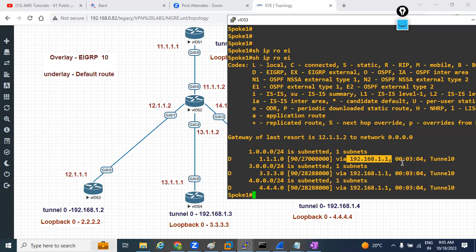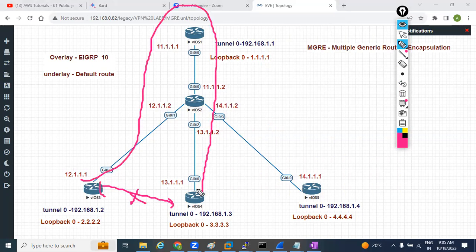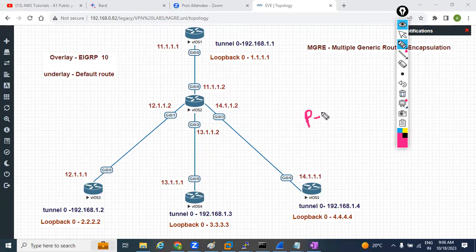All done. Okay. So this is the concept where, if your corporate requirement is that the traffic has to pass between the spokes, but there should not be a direct communication, it should be via the hub. Is that clear? Okay. So then you have to use which concept here?